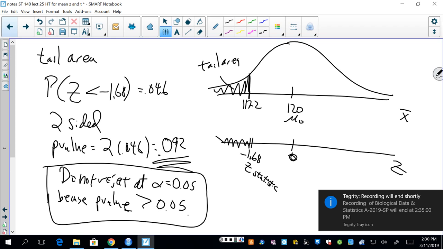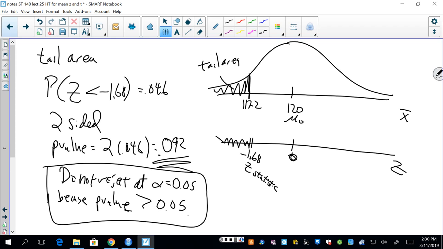But anyway, telling me that the test statistic is negative 1.68 is a lot more informative than just telling me it's either significant or not, because then I can judge how close it is. It seems to be borderline in this case, really. But anyway, that's the logic.